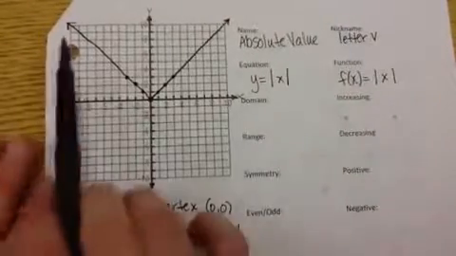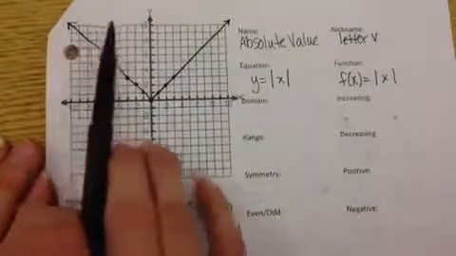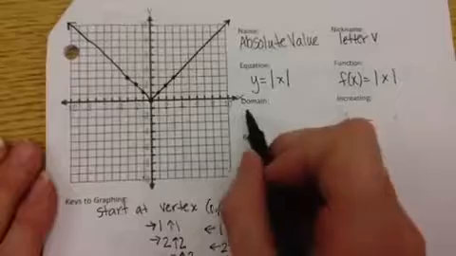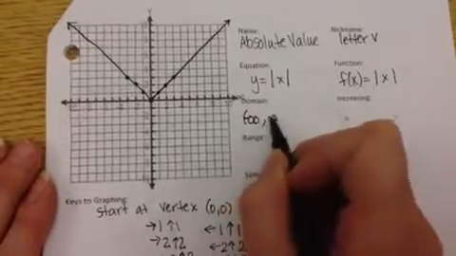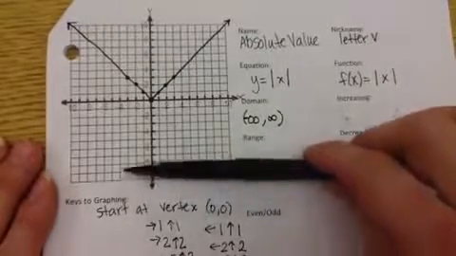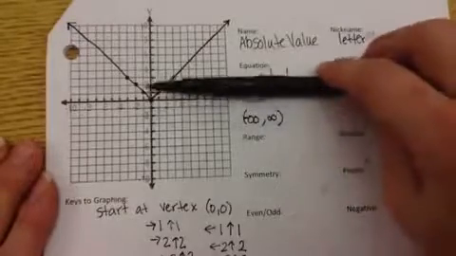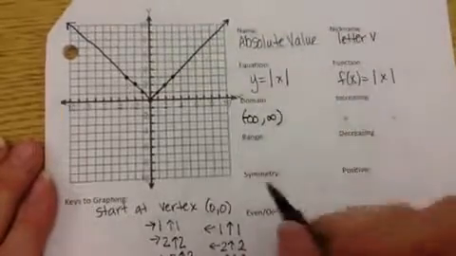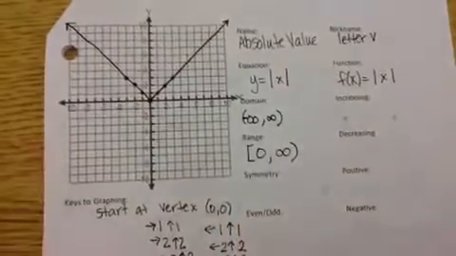The domain of this function, as I scan left to right, covers everywhere from negative infinity to infinity, so that is our domain. Negative infinity to infinity. The range is the y value, so I go from bottom to top. I start at 0 and continue going to infinity, so the range will be 0 to infinity.